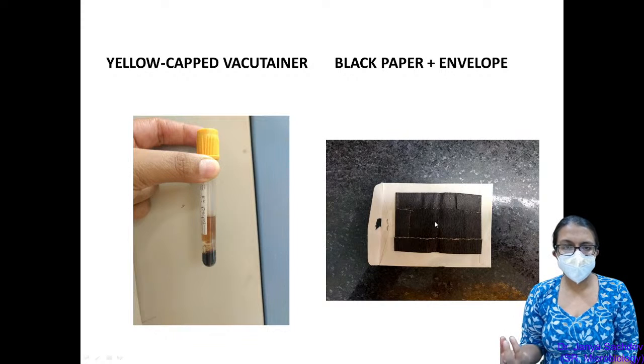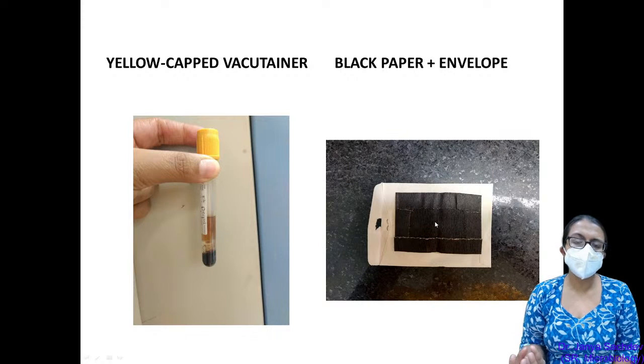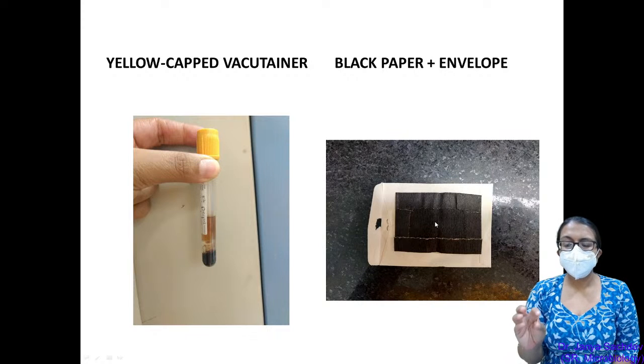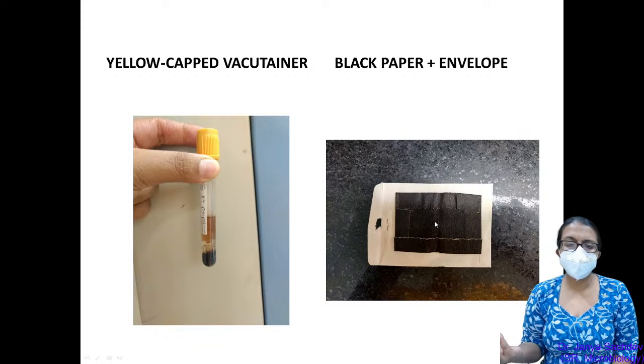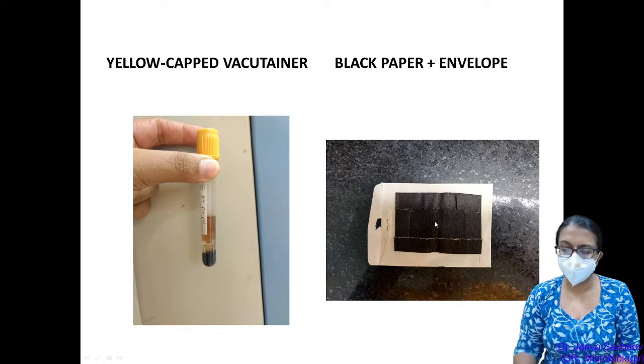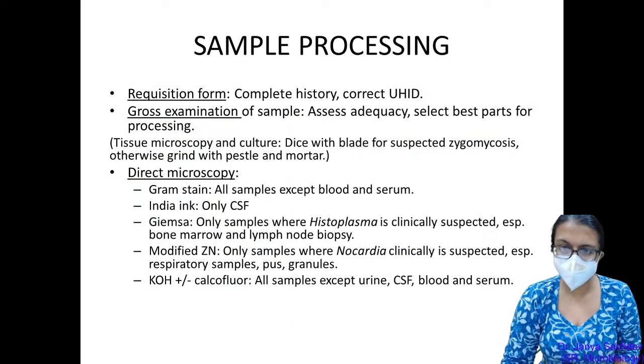However, the dermatophytes and other actual pathogens causing skin, hair and nail infections, they produce what are called arthrospores, which are very resistant to drying. So they will be able to survive in this kind of condition. That's why we use this particular sample collection method, the black paper inside a sealed envelope for the skin, hair and nail samples. One for easy visualization and collection, and two for the hygroscopic properties of the black paper.